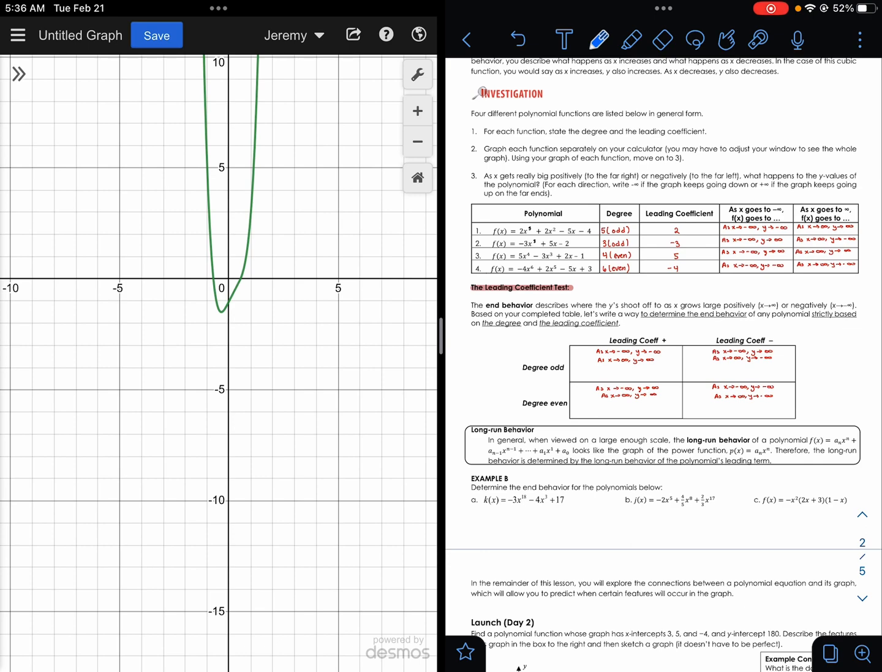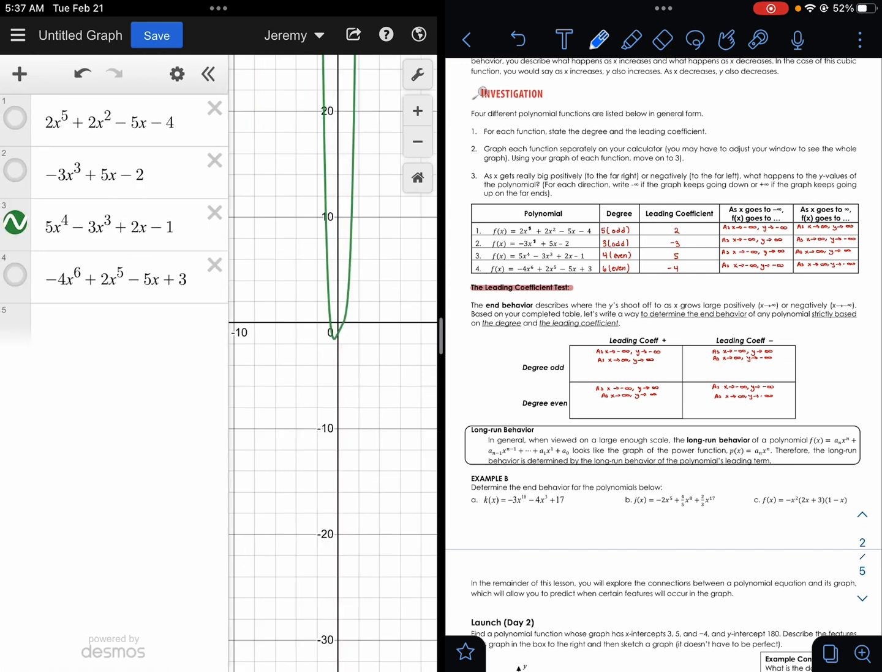If you look at this function, you have a fourth degree function, which is an even degree because 4 is an even number. The leading coefficient is 5. And when you look at this, you can see that the left and right end behaviors are the same. So as x approaches negative infinity, y approaches positive infinity. And as x approaches positive infinity, y approaches positive infinity.